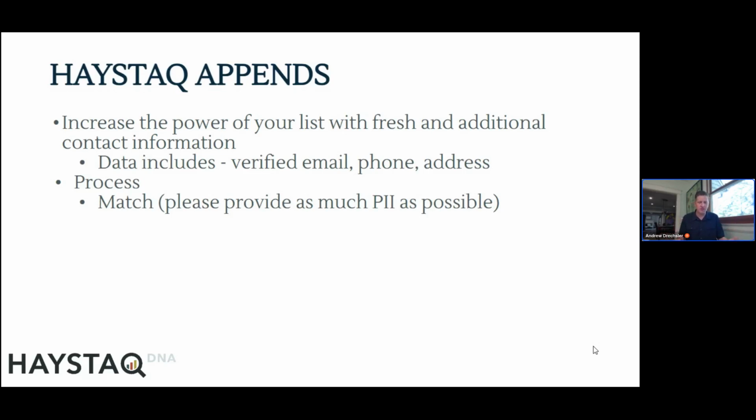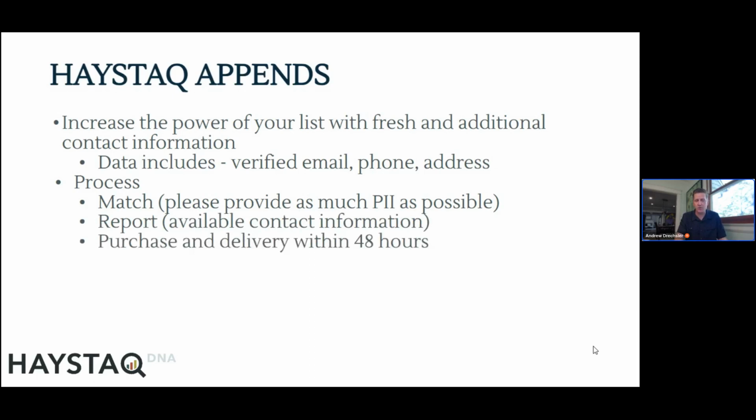So if you have 50,000 people in your list, but you only have telephone numbers for 25,000, send it over to us. We will match it against the voter file and or the consumer file and add as many possible numbers as we can. We give you a report to say what's available, and then you have the ability to purchase, and we deliver those within 48 hours.